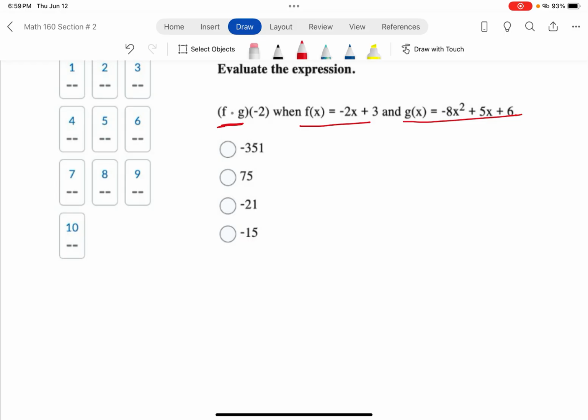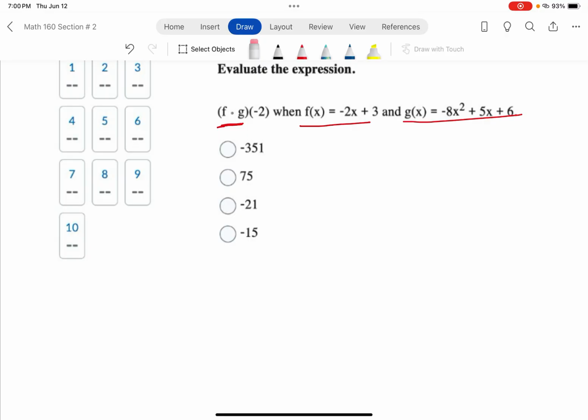Let me see what the answer is, because there are two types. I think this is multiplication. If this is not multiplication, this will be composite. If it is composite, this is another kind of question, but we can solve it. I think this is composite. Yes, this is composite.